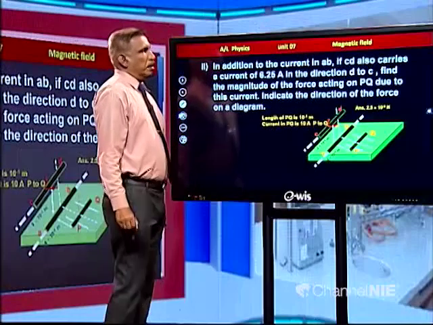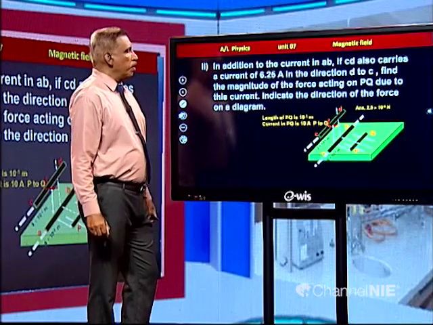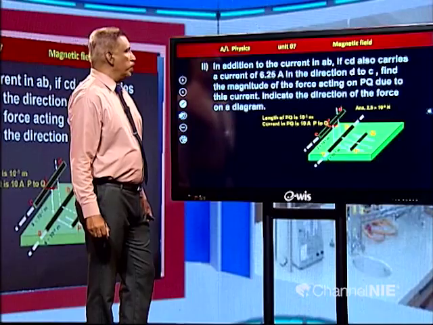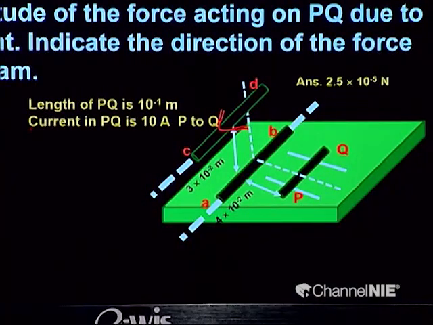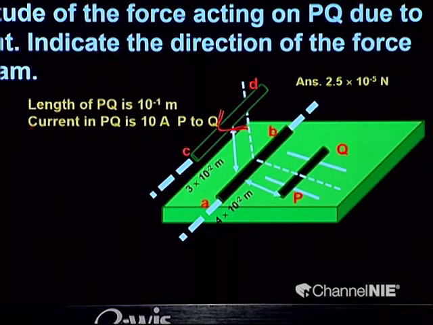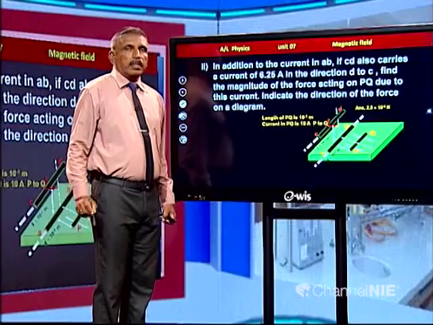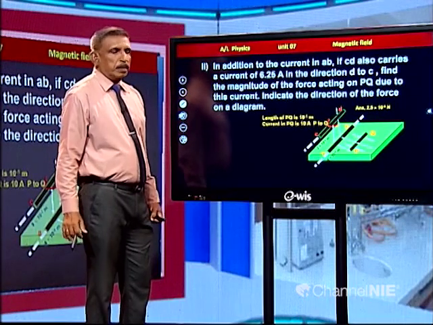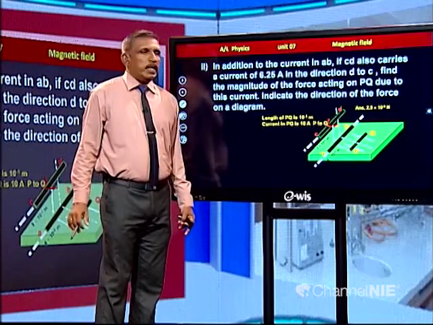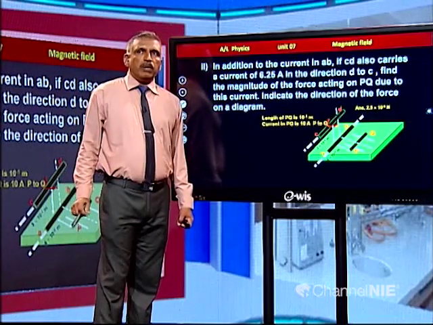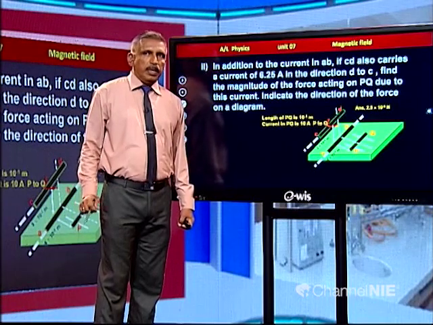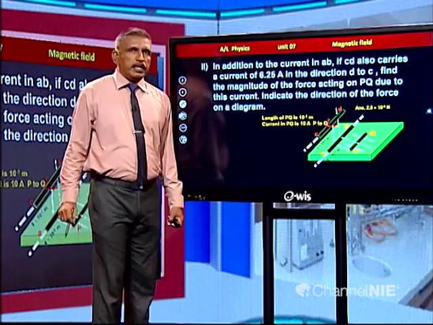D to C. Find the magnitude of the force acting on PQ due to this current. Indicate the direction of the force on the diagram. Again, they ask the force on conductor, same method, but now you consider the conductor is now on CD. Earlier we considered the conductor AB, now the conductor is CD.